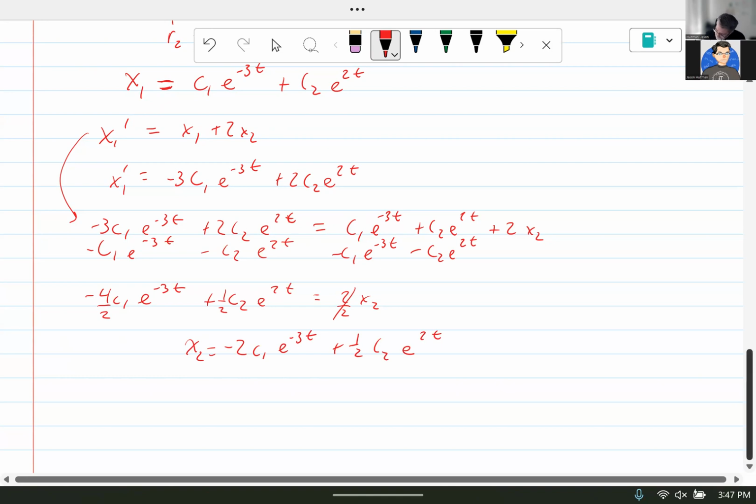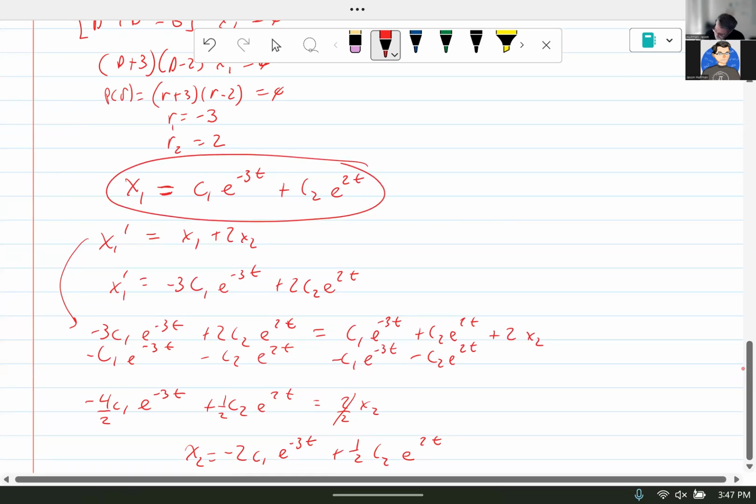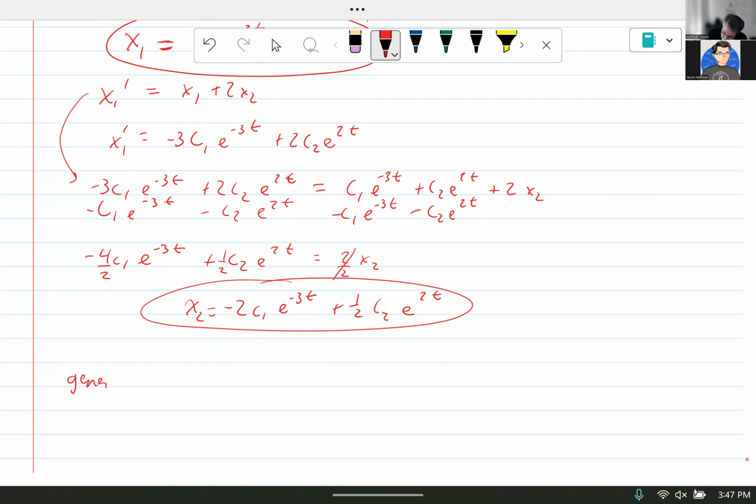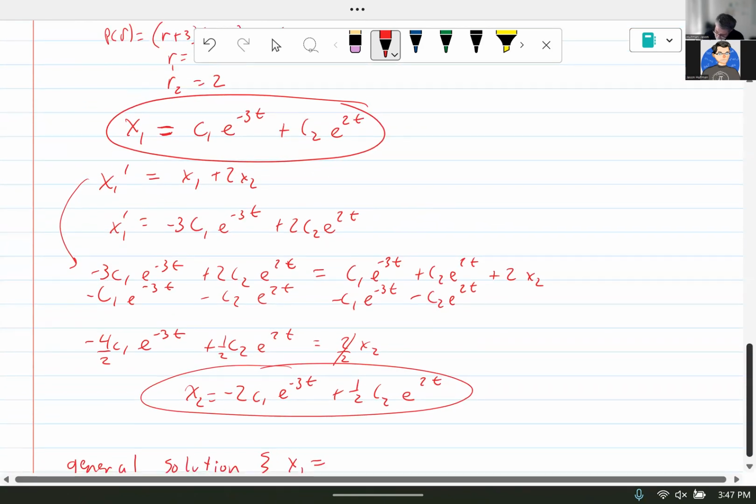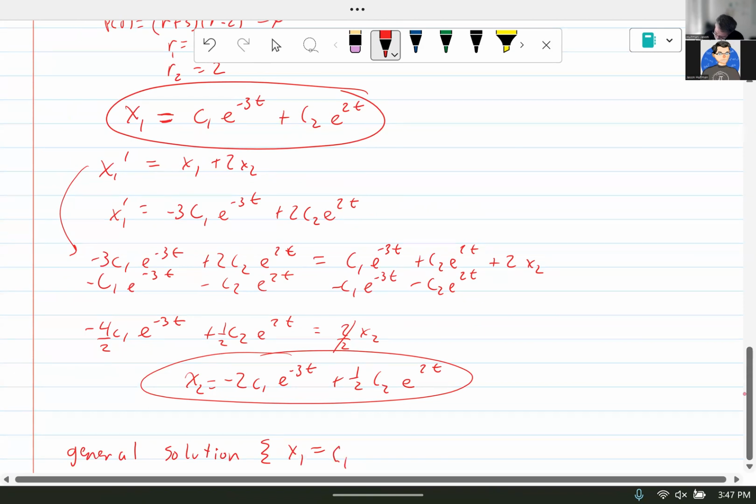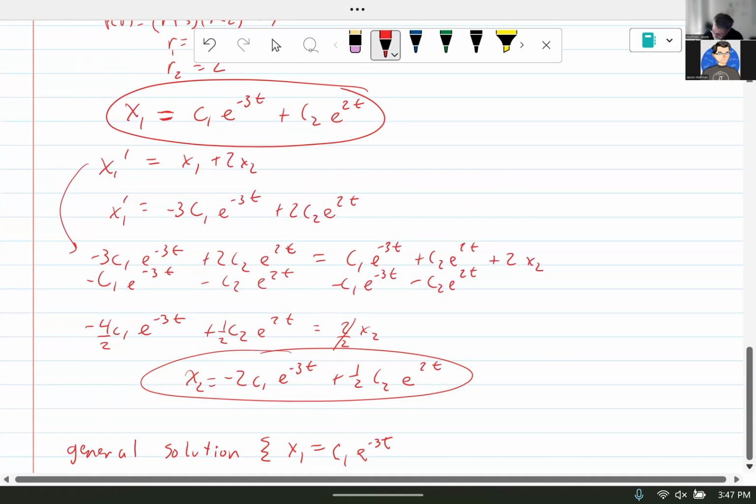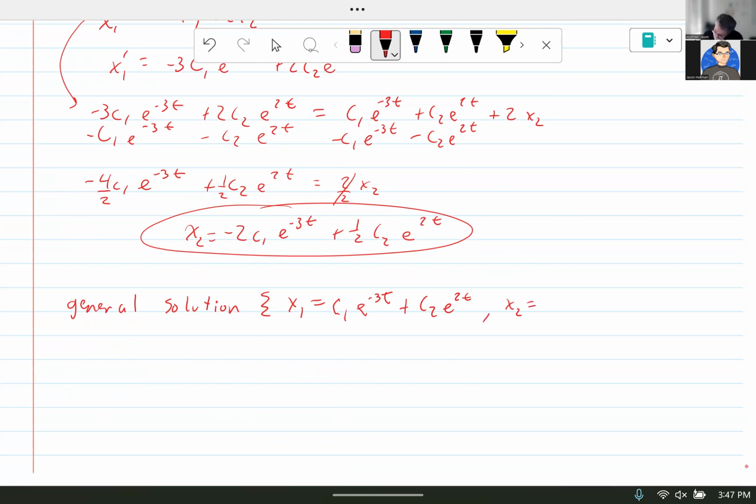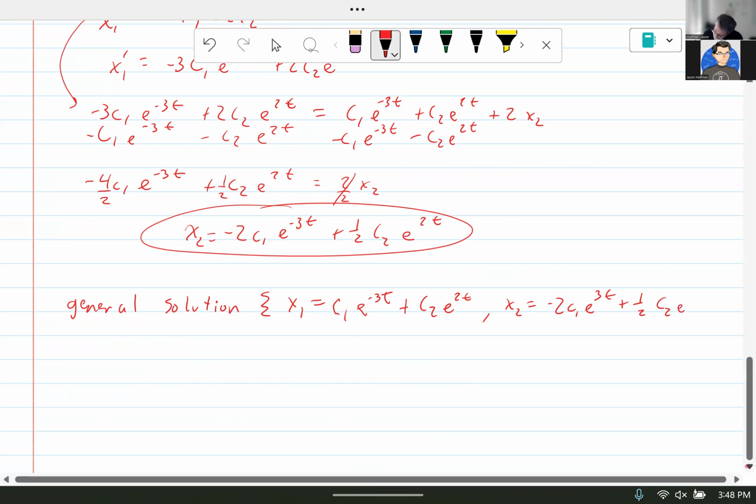Okay, so I have my x1 and I have my x2, and that's going to give me a general solution. So the general solution is going to be two equations because this is a system of differential equations. The general solution is going to be x1 equals c1 e to the negative 3t plus c2 e to the 2t. And then x2 is equal to negative 2c1 e to the negative 3t plus 1/2 c2 e to the 2t. Okay, so that's my general solution.